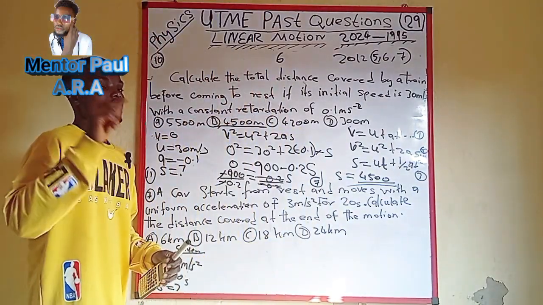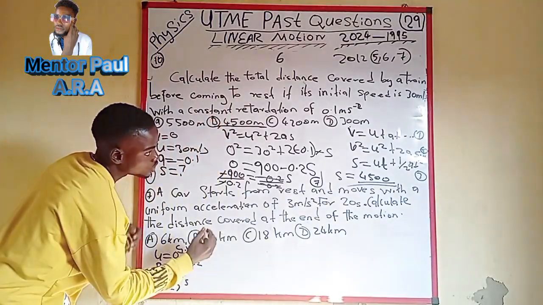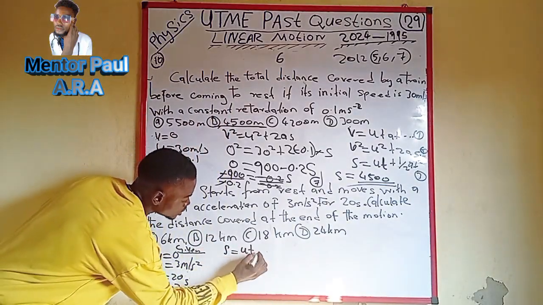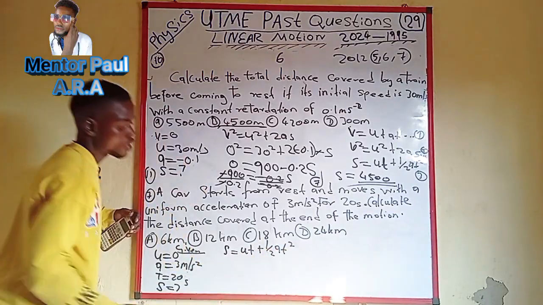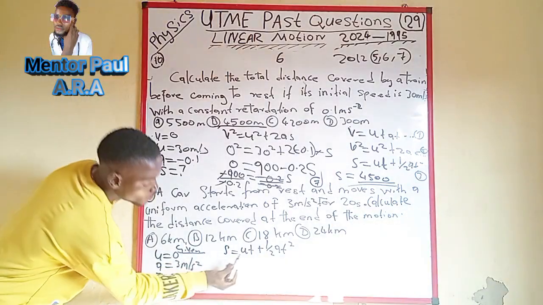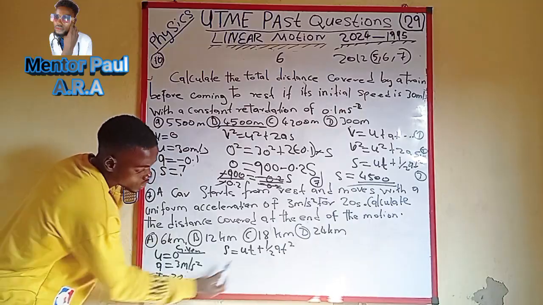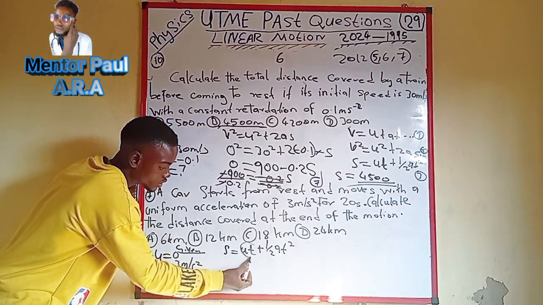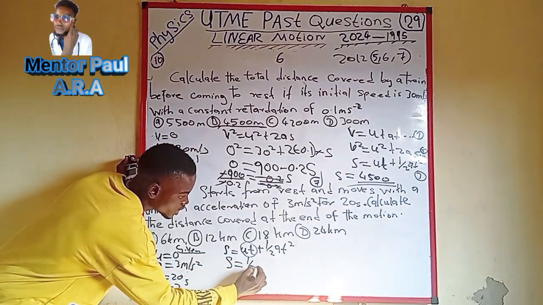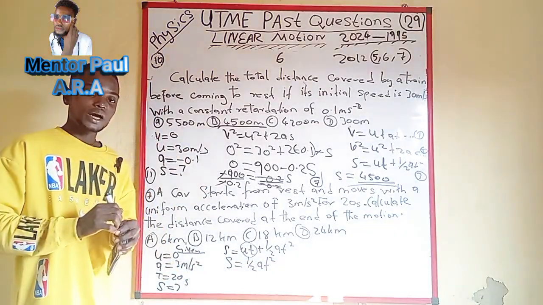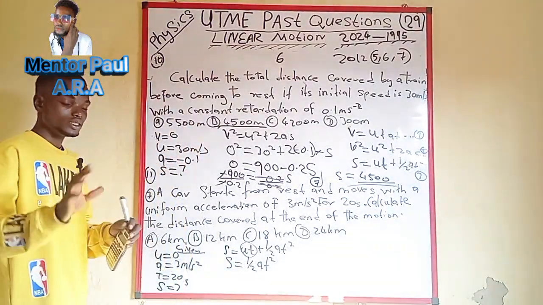Once the body starts from rest, the formula we are going to use says that s equals ut plus 1 over 2 at squared. Once the initial velocity is 0, if we substitute 0 for the initial velocity and multiply by the time, which is 20, what is left is 0. So this formula now becomes s equals half at squared. You must bear this in mind. Once the body starts from rest, solving becomes easier for you.